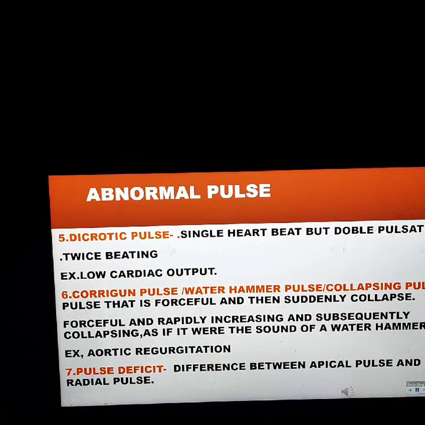Fifth one is dicrotic pulse, a single heartbeat but double pulsation, twice beating. For example, low cardiac output.